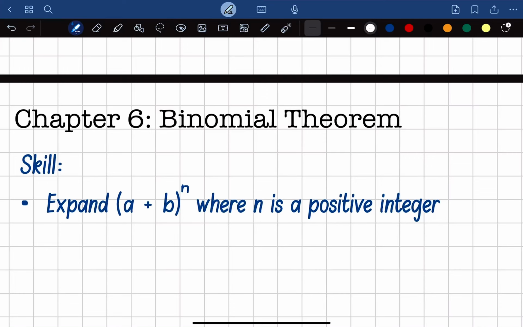In this video, we are going to focus on the chapter of binomial theorem, and the skill that we are focusing on for this video is how do we expand a given binomial, let's say a plus b raised to the power n, whereby the power n is a positive integer. So to start off, we will first look at what is given in the A math formula sheet.